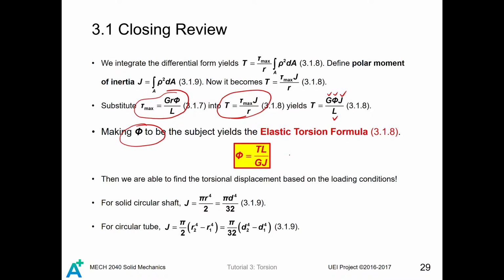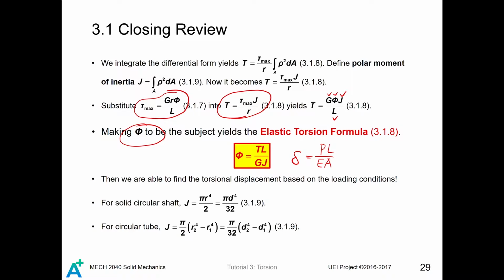Notice that it is very similar to what we have learned in the previous chapter. Delta equals PL divided by EA. Then we can find the torsional displacement based on the loading conditions. We also derived some important conclusions about the polar moment of inertia.